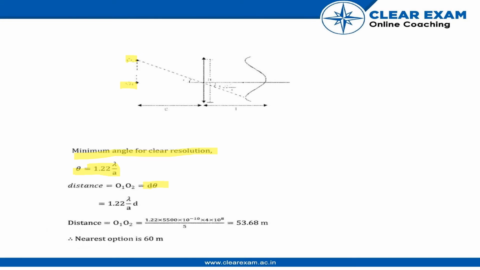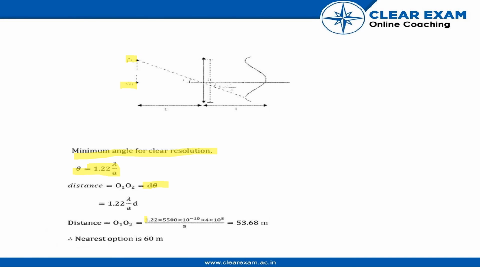So to calculate the distance, we have to calculate this distance. Distance is equal to O1 O2. So this is equal to d theta, and theta we already calculated. You can see from this, 1.22 lambda by a. So substitute this value. Now for calculating distance, we will simply substitute the values.